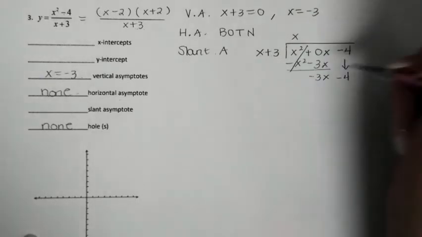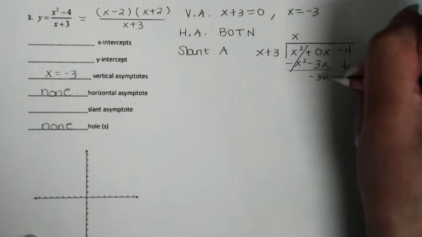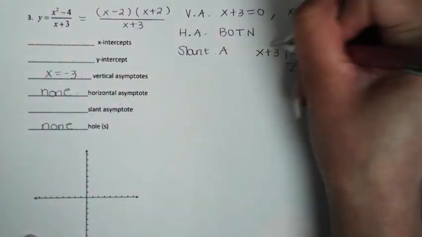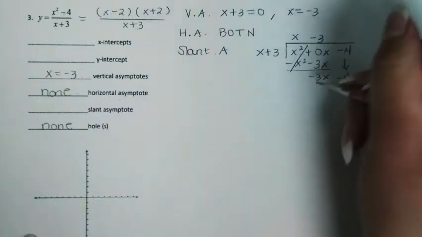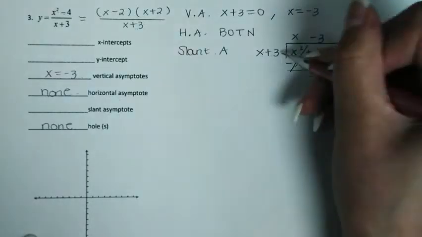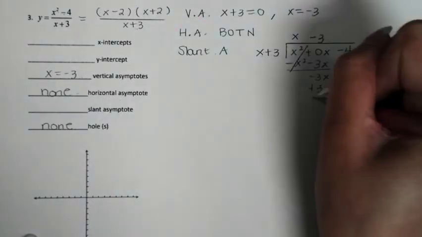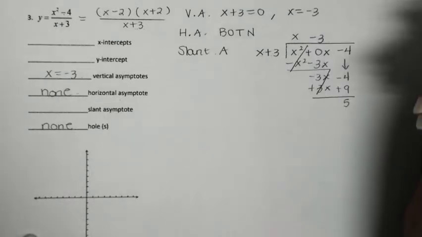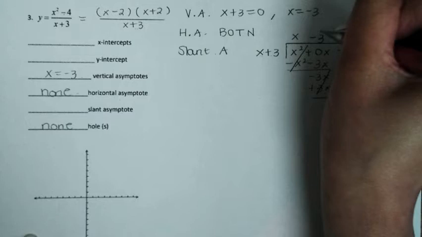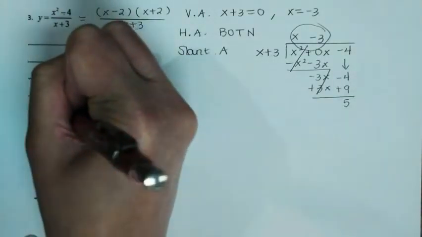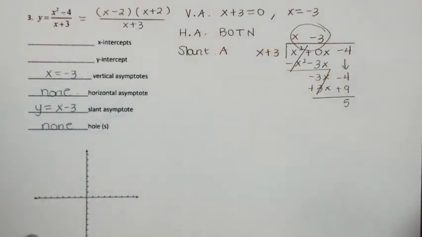Now what do you have? You look at your leading term, which is negative 3x, and compare it to this one, and clearly you need the negative 3. Negative 3 times x is negative 3x, outside comes positive inside. Negative 3 times 3 is negative 9, outside comes positive inside. I cancel this and I have my remainder. So what do you need for the slant asymptote? Actually, I need this quotient. I don't even care about the remainder. So y equals x minus 3 is going to be your slant asymptote.